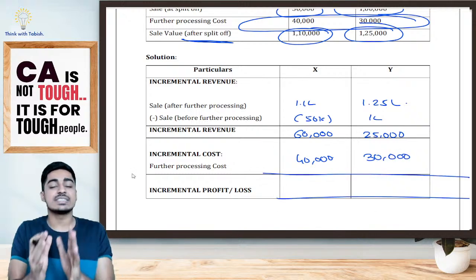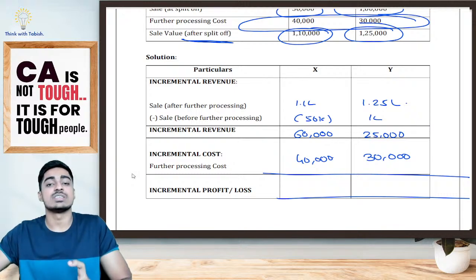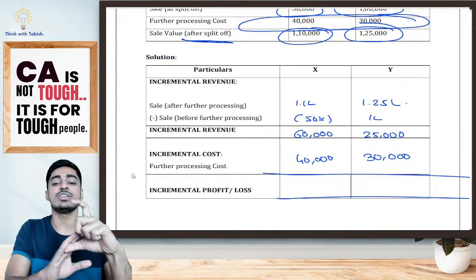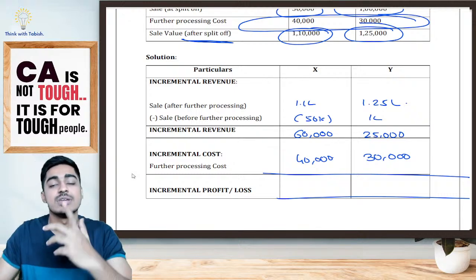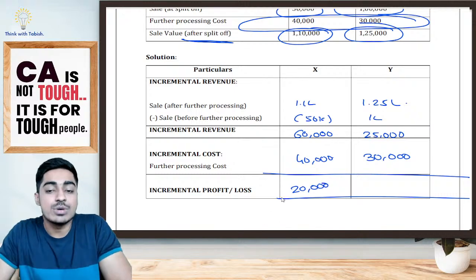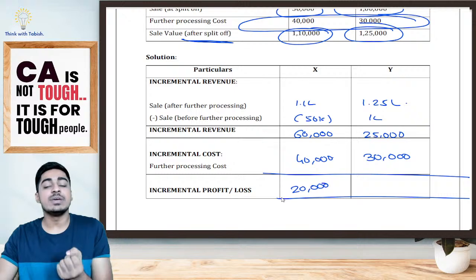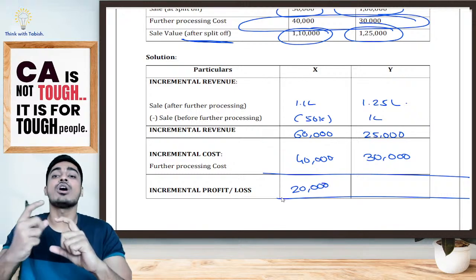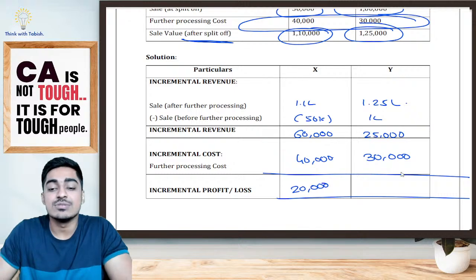Look at this. For X, if we further process, we'll be getting an additional revenue of 60,000. And to get this revenue, we'll be incurring a cost of 40,000. We'll say, fair enough, we'll still be getting an incremental profit of 20,000. But for Y, look at this. If we further process, the extra revenue we'll be getting is only 25,000.